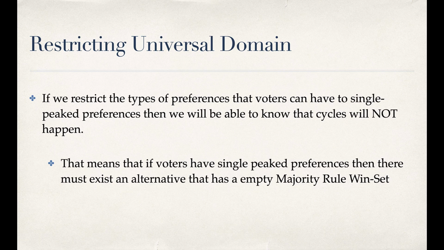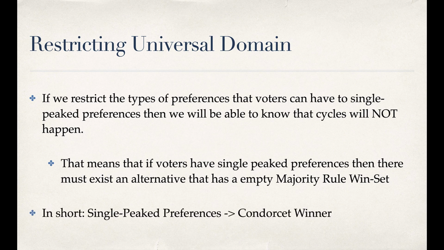So if we restrict the types of preferences that voters can have to single-peak preferences, then we will not have a cycle and we will have a Condorcet winner, which means there will be at least one alternative that has an empty majority rule win set, all right? So if voters have single-peak preferences, there must exist an alternative that has an empty majority rule win set. In short, single-peak preferences lead to a Condorcet winner in a single-dimensional model.